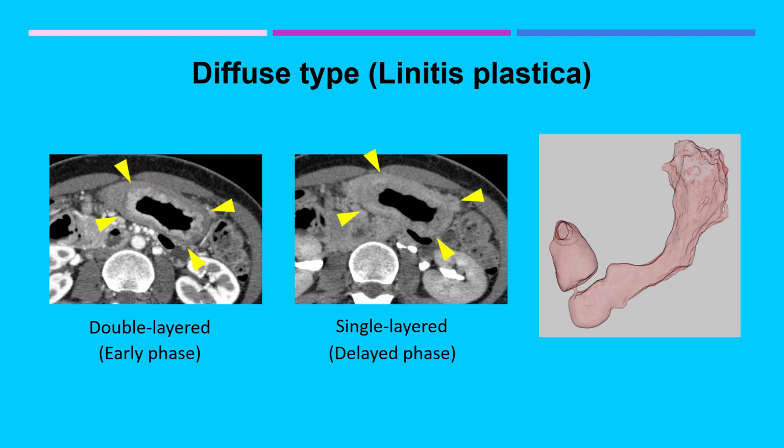We also have to know a special subtype of gastric cancer, linitis plastica or serous carcinoma, known for its high malignancy. It shows a unique enhancement pattern, double-layered in the early phase and single-layered in the delayed phase.